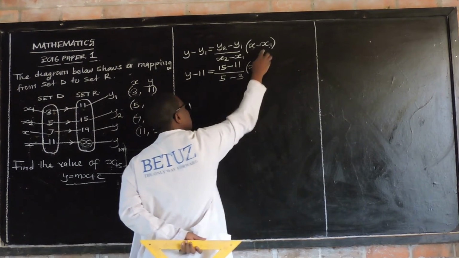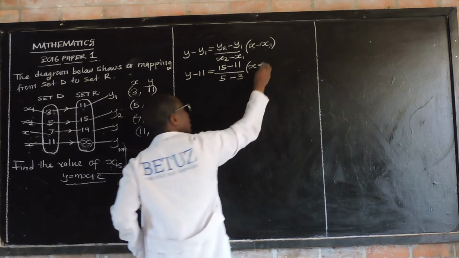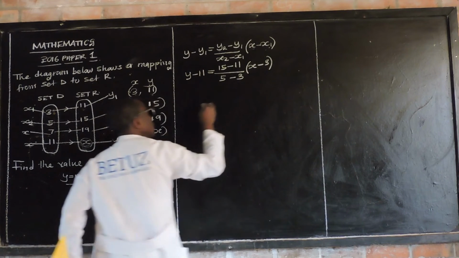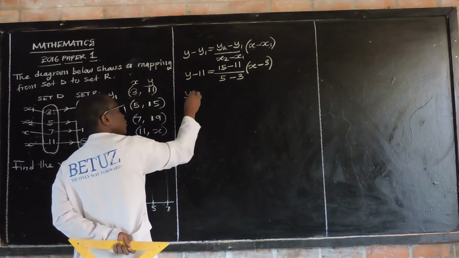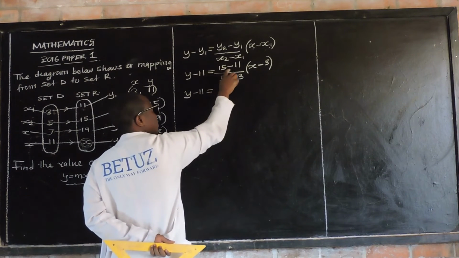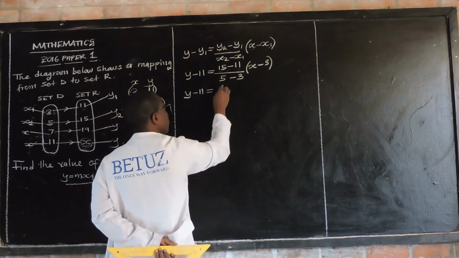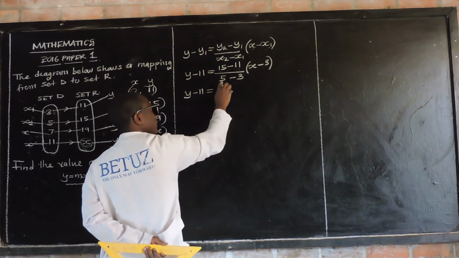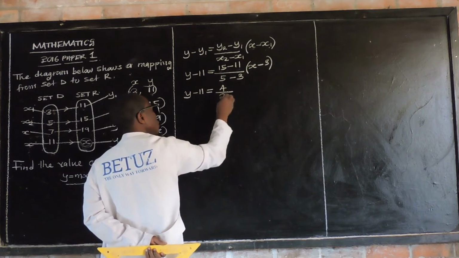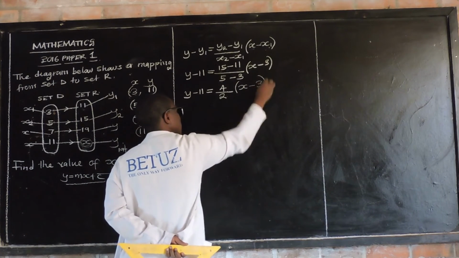x minus, what is our x1? x1 is 3. So you move on and maintain y minus 11 is equal to, you find the difference. What is 15 minus 11? You get 4 over 5 minus 3, you get 2. Open up the brackets, you maintain x minus 3.